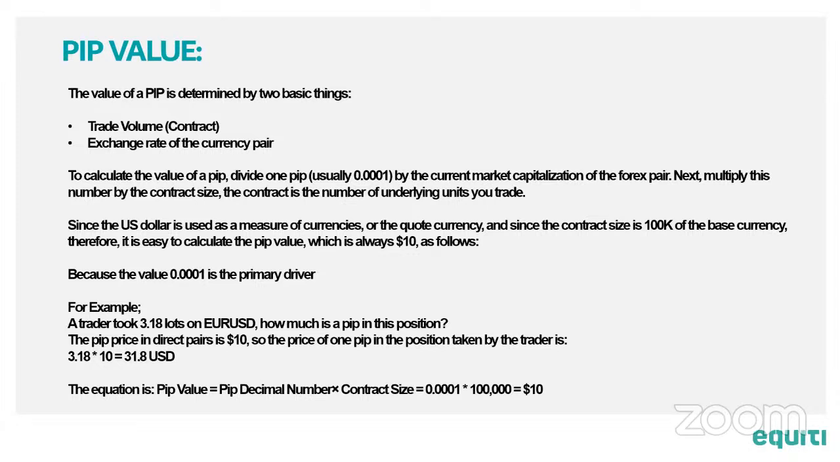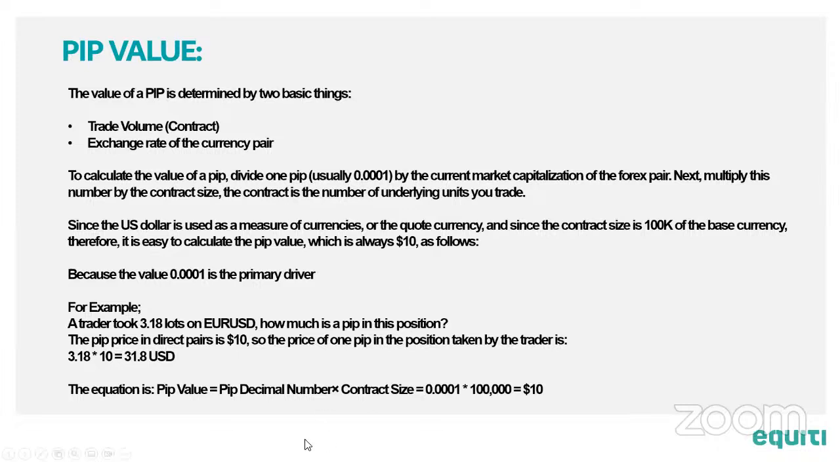Now, the value of a pip is determined by two basic things: the trade volume, or contract size, which I've spoken a lot about, and the exchange rate of the currency pair. To calculate the value of a pip, divide one pip, usually 0.0001, by the current market price of the Forex pair, and next multiply by the contract size. The contract size is the number of underlying units you trade.